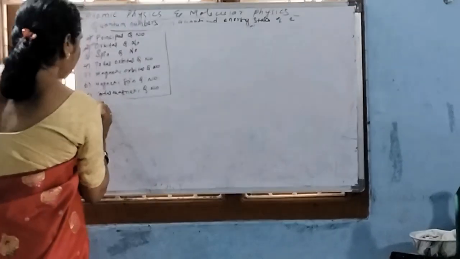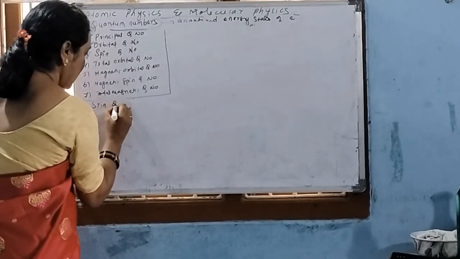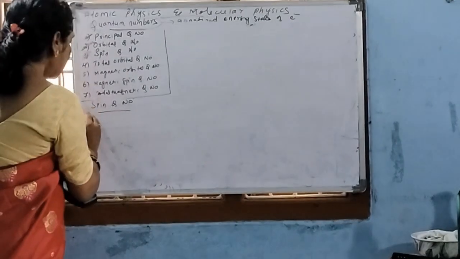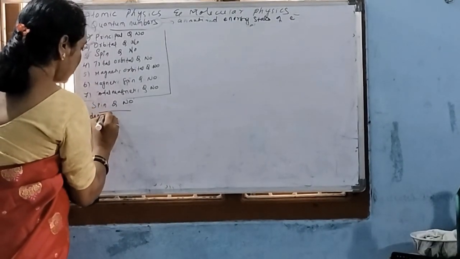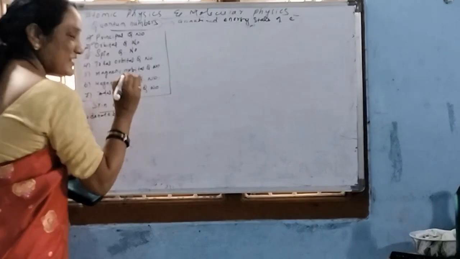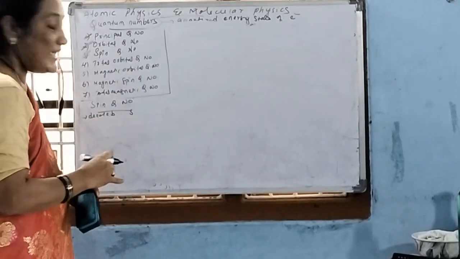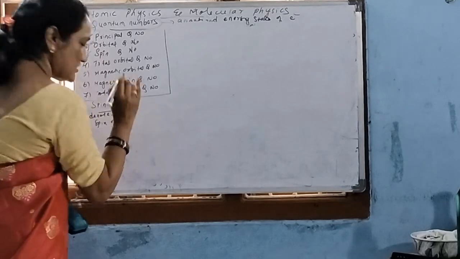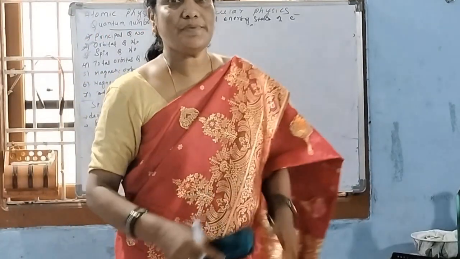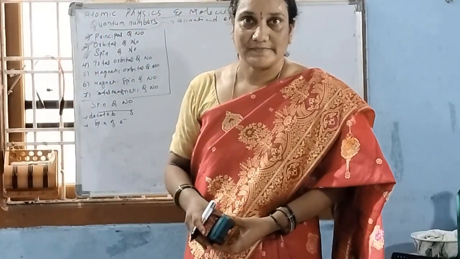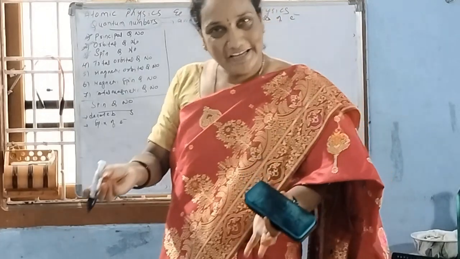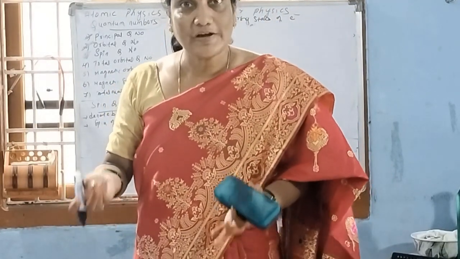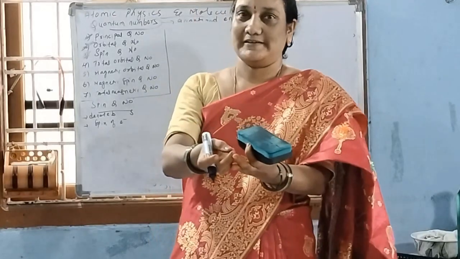Right? The third one, spin quantum number. It is denoted by S. It explains about the spin of electrons. Orbital quantum number explains about the shape of orbit, also the orbiting of electron. Orbiting of electron means the movement of electron around the nucleus in an orbit.